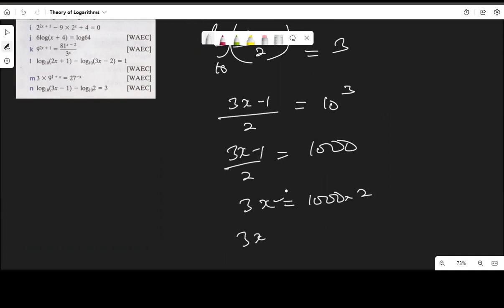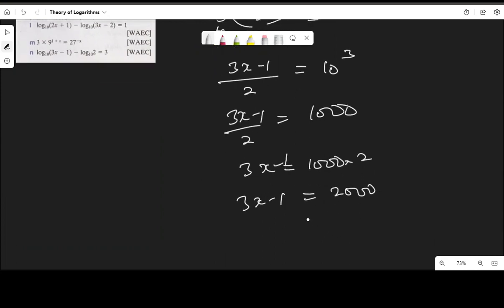3x minus 1 rather, minus 1 is equal to 2,000. 3x equal to 2,001. That is, this 1 comes here and add, x will be 2,001 divided by 3, which is 667.